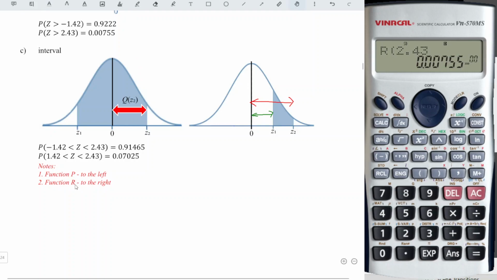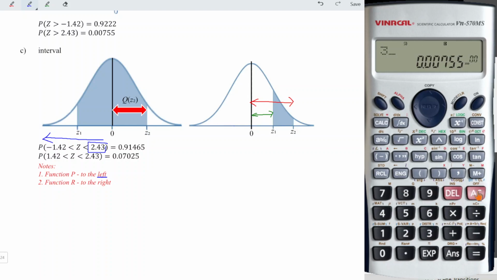So if we want to use P, what's the meaning of P? Recall that P is to the left, which means the direction is from right to left. The direction is very important. So from right to left, we will see the first number 2.43. So if we want to use P, we press Shift 3 and choose the function P. So right to left, 2.43.